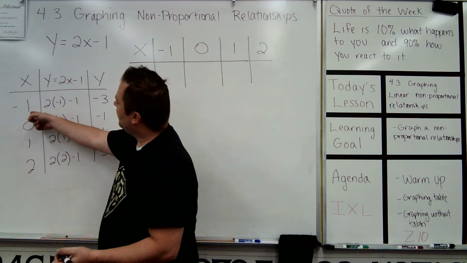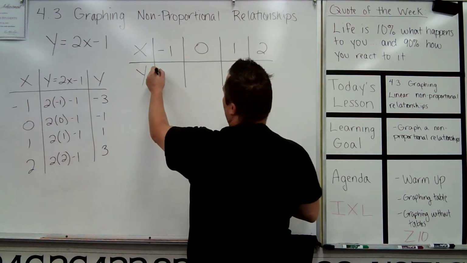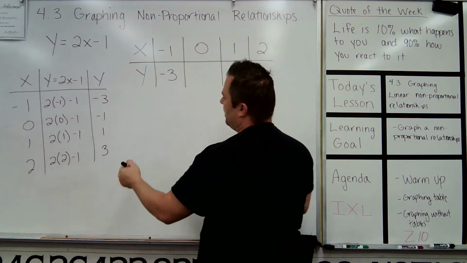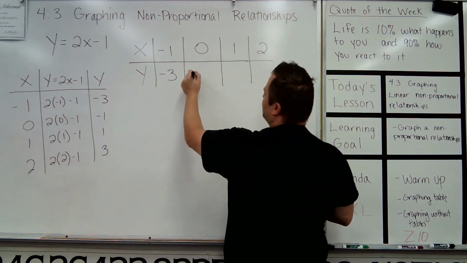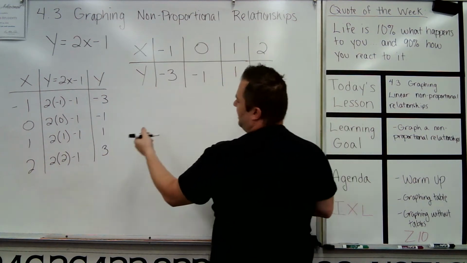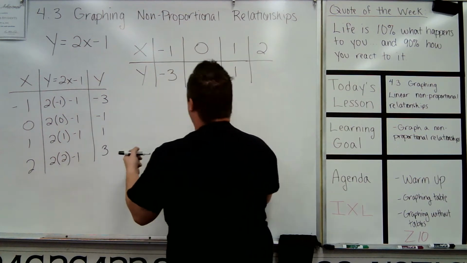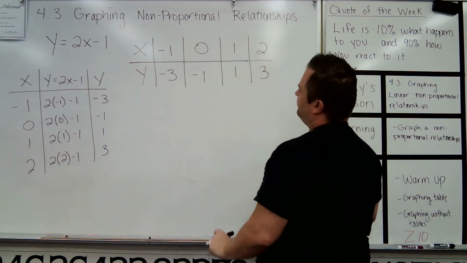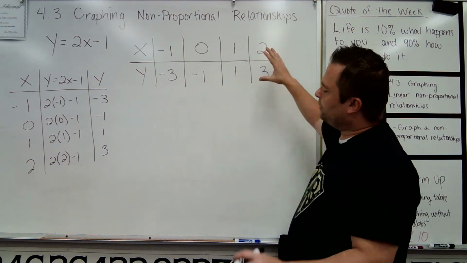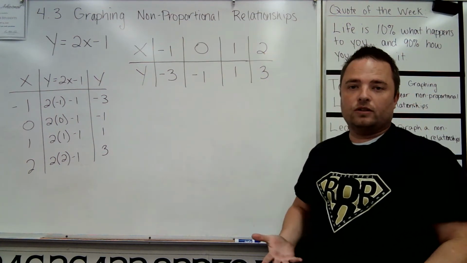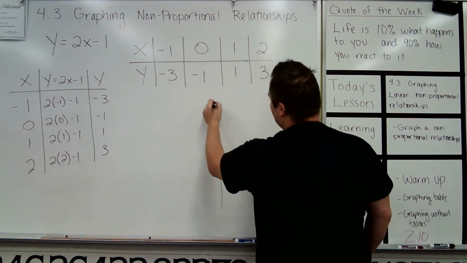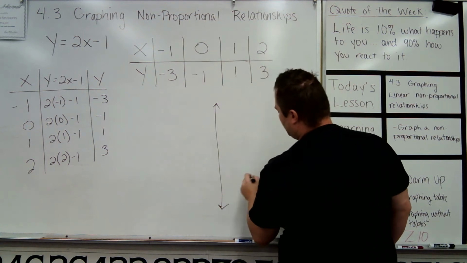So when x is -1, y is -3. So I can put a -3 here. I know it's -3 because I did the math. When x is 0, y is -1. When x is 1, y is 1. And then when x is 2, y is 3. These are samples, little snapshots of what my line looks like. So if I was to sketch a graph of this line, I can use these points to give me an idea of what the line looks like.